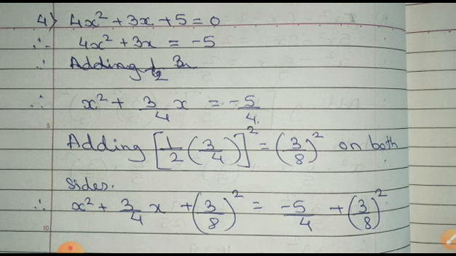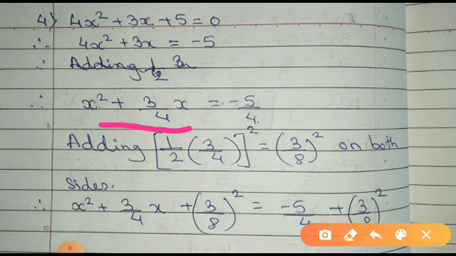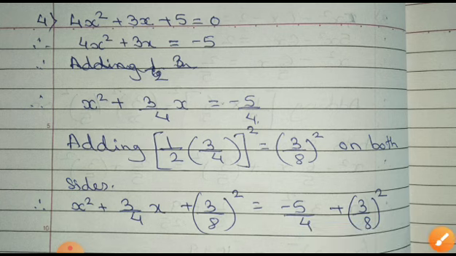Okay, so see here what I'll be having. I'll be getting x square plus 3 by 4x is equal to minus 5 by 4. So by which number do I have to add on both sides? It should be 1 by 2 into 3 by 4 the whole square. So I have to add which number? 3 by 8 the whole square on both the sides. And hence I'll be getting x square plus 3 by 4x plus 3 by 8 whole square is equal to minus 5 by 4 plus 3 by 8 the whole square.